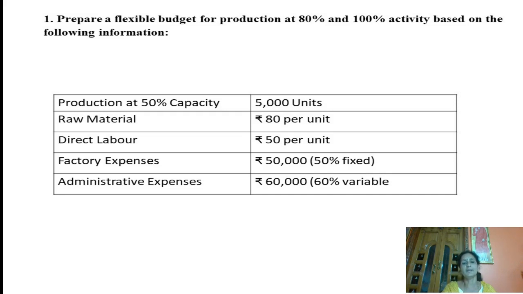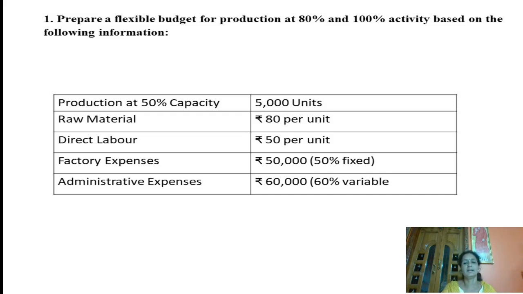In this problem, they have given you 50% capacity details. At 50% capacity, the company has the capacity to manufacture 5,000 units. You can look into it. Here it is stated that at 50% capacity, the number of units manufactured by the organization is 5,000 and the raw material cost they have given is rupees 80 per unit. So how you have to calculate for raw material: the cost is 5,000 into 80, that will be 4 lakhs.